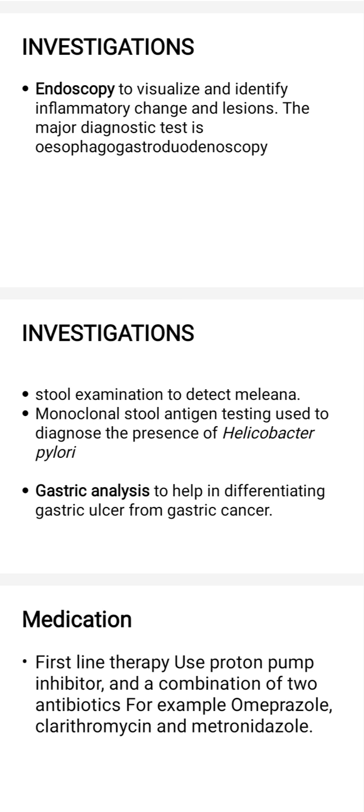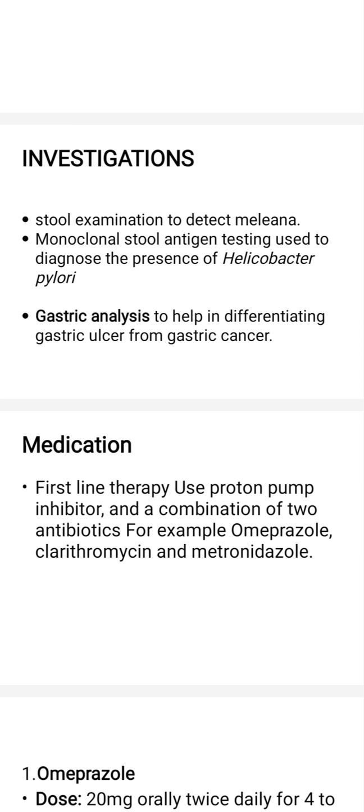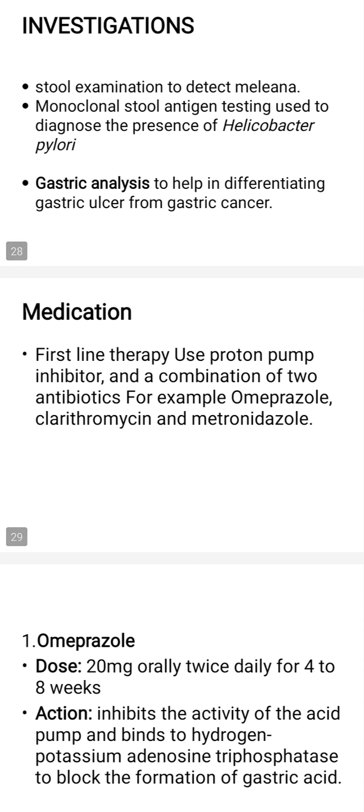We have got stool examination to detect melena. We have got monoclonal stool antigen tests used to diagnose the presence of Helicobacter pylori. We have got gastric analysis to help in differentiating gastric ulcers from gastric cancer. If you have got any question, you can ask.